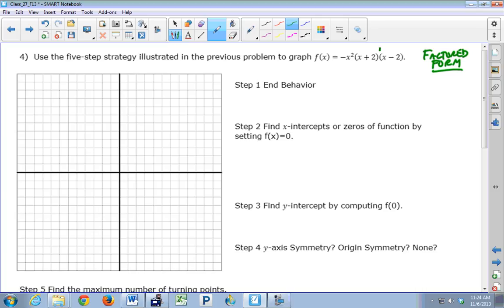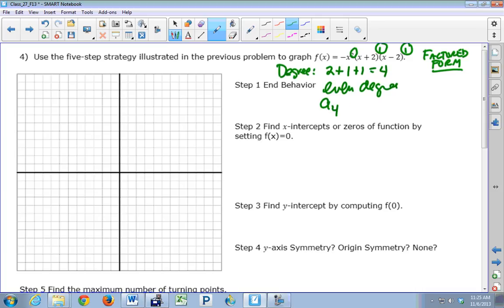Because if you were to multiply x plus 2 times x minus 2 using FOIL, you would get x squared minus 4. Then you'd multiply x squared minus 4 by negative x squared, and you would wind up with negative x to the 4th power. You don't have to multiply it all out to get the degree. You just look at each of your exponents and add them up. So you add the exponents only when it's in factored form, not when it's in polynomial form. So the degree of this particular polynomial function is 2 plus 1 plus 1, which is 4. So it's an even degree.